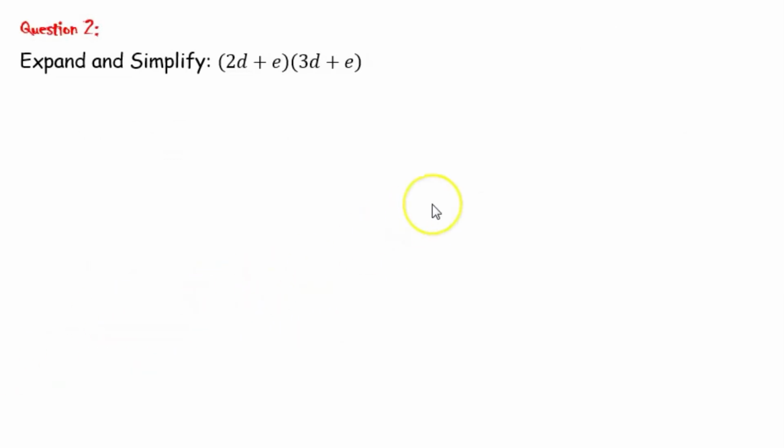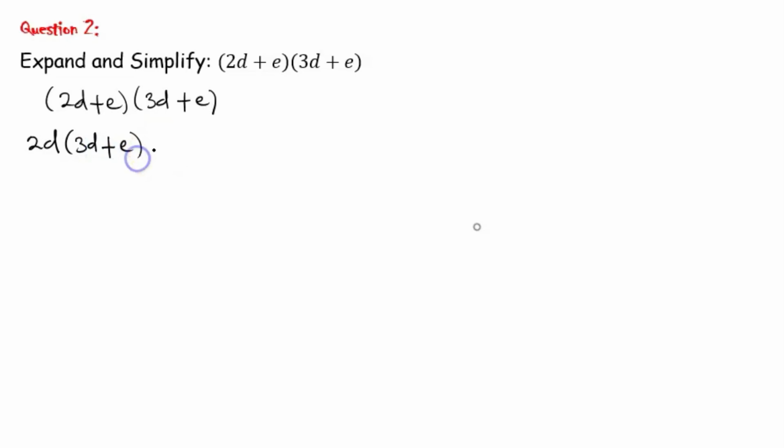All right, so let's look at this one very quickly also. This is another question. We have 2d plus e multiplying 3d plus e. All right, very quickly, we are going to have 2d plus e, and we have 3d plus e. All right, so let's open it the way we used to open it. We have 3d plus e, then plus e into 3d plus e. All right, so this is very good. We will not be making mistakes. And in fact, the mistake will be avoidable.